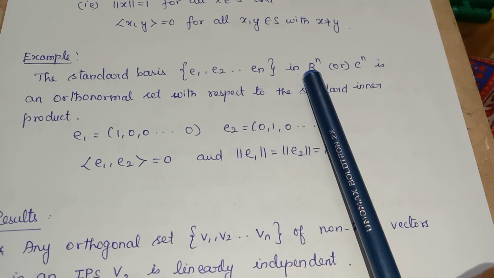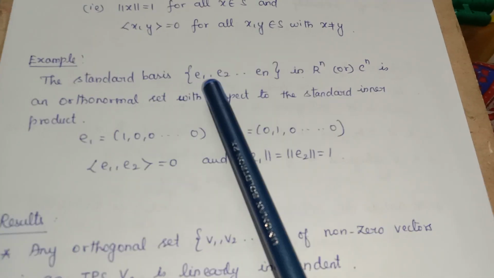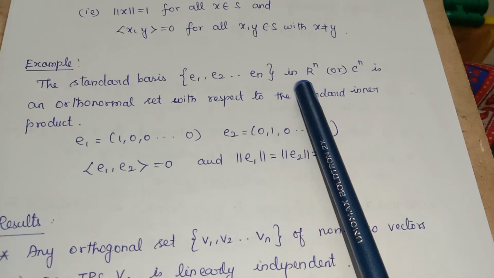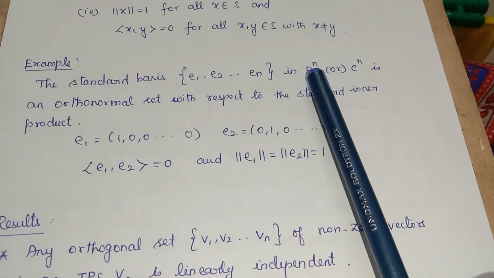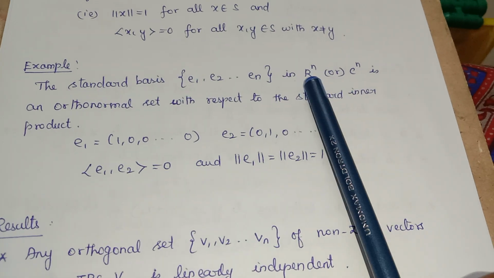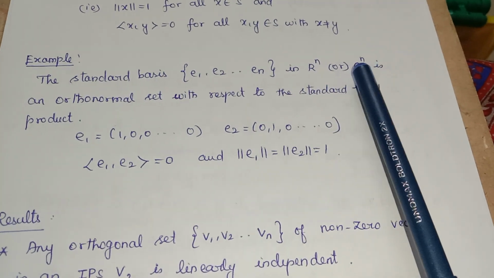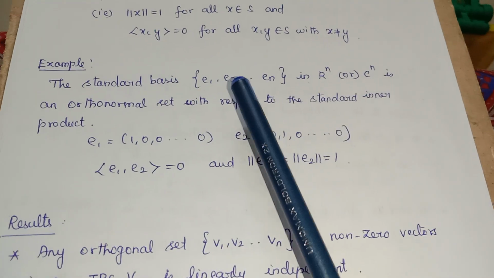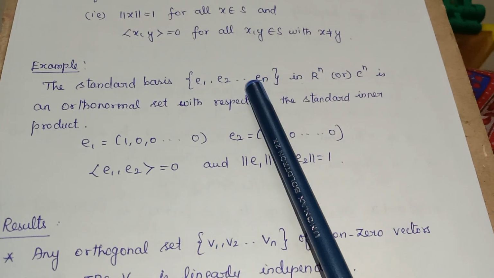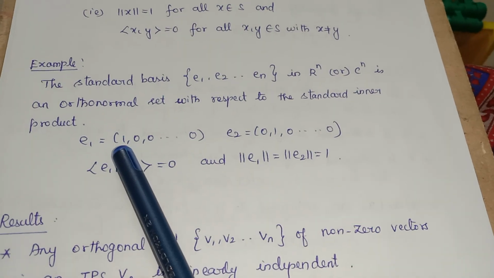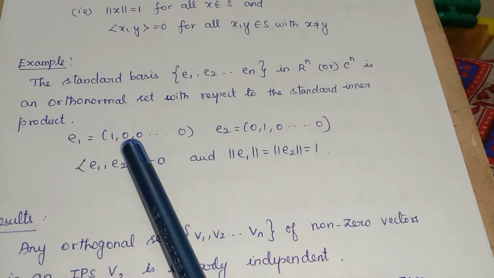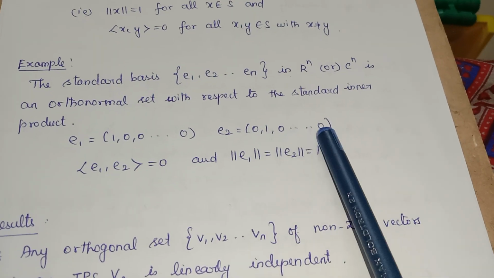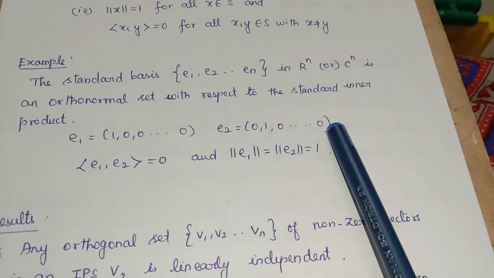I am taking R^n. In R^n, the standard basis is what? e1, e2, e3, up to en. This may be in R^n, real numbers of n dimensions, or in C^n, complex numbers of n dimensions. For both of them, e1, e2, up to en is the standard basis. What is e1? Number 1 in the first place, other coordinates 0. e2 means 0, 1, 0, 0, that is 1 in the second place, otherwise 0.